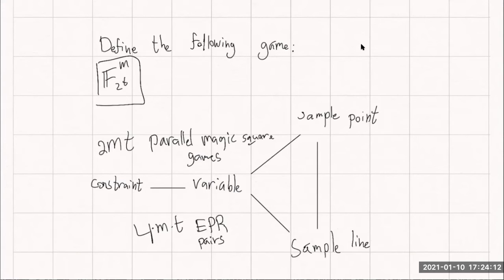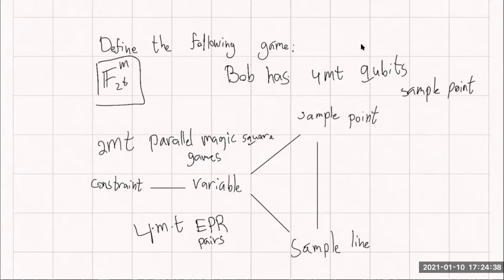So now Bob has 4 empty qubits. And the point is that I can tell Bob sample point. And what Bob needs to do, the honest Bob needs to take the empty qubits out of his qubits, okay? So he takes empty qubits and measures them according to Z.